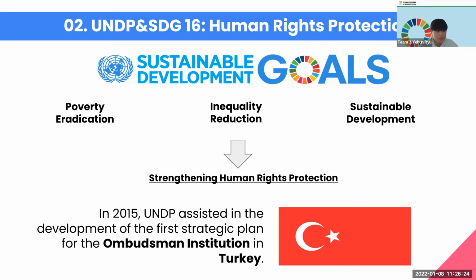Thus, UNDP supports the capacity and independence of institutions to enhance their role as cornerstone of the national human rights system. A great example of this could be found in Turkey, as UNDP assisted in the development of the first strategic plan for the Ombudsman Institution in 2015.